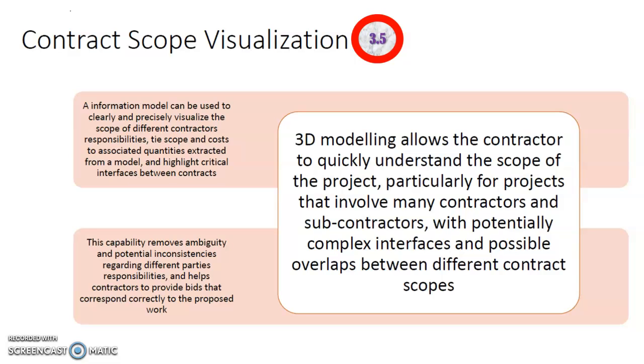An information model can be used to clearly and precisely visualize the scope of different contractors' responsibilities, tie the scopes and the costs to associated quantities extracted from a model, and highlight critical interfaces between the different contracts. This capability removes ambiguity and potential inconsistencies regarding different parties' responsibilities and helps contractors to provide bids that correspond correctly to the proposed work.